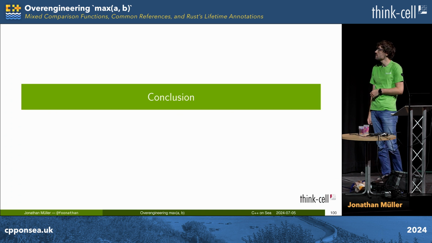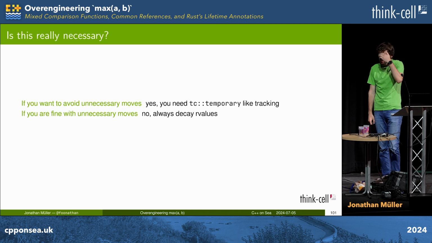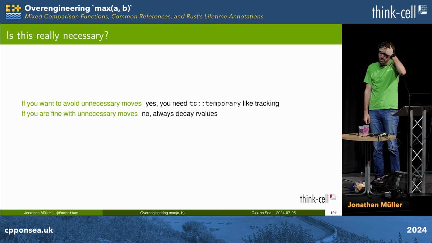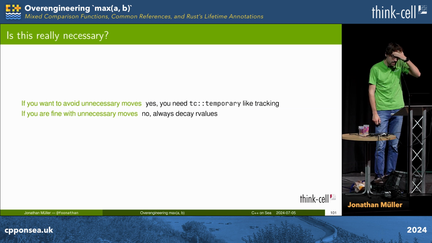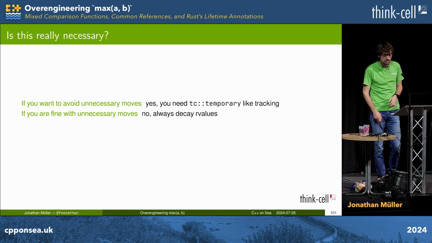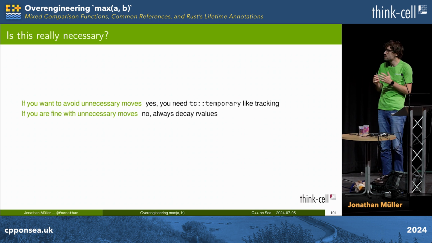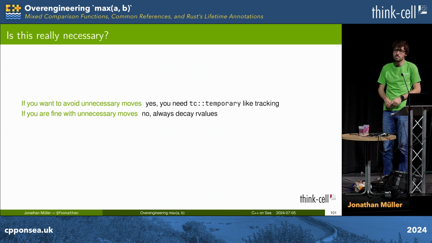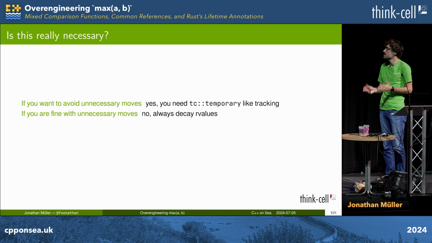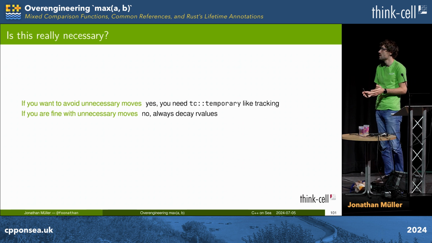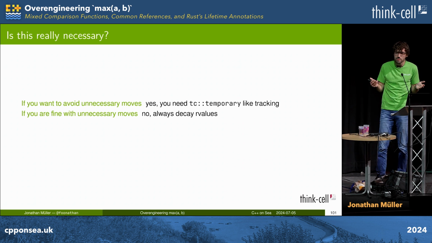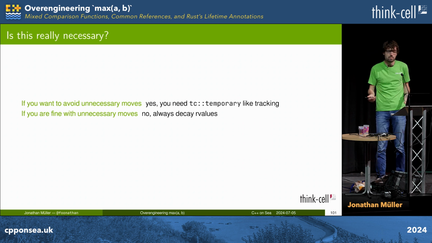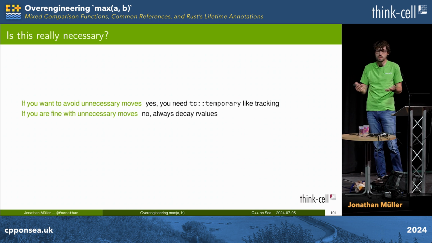Anyways, I think I've done enough max implementation at this point. So let's backtrack again. Is this all really necessary? All this lifetime tracking, do we really need it? Well, if you want to avoid unnecessary moves, then yes. You need something like tc temporary because returning rvalues is really dangerous when writing generic compositions. You need some form of lifetime tracking. But if you say, okay, I'm fine with unnecessary moves, all my types are cheaply movable, then you can decay. And if you always decay rvalues, then it's fine.